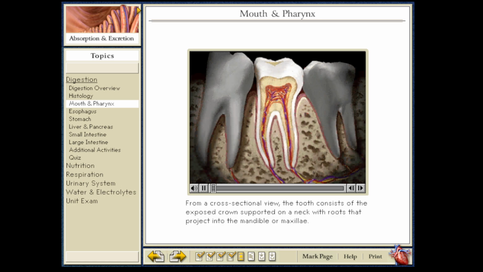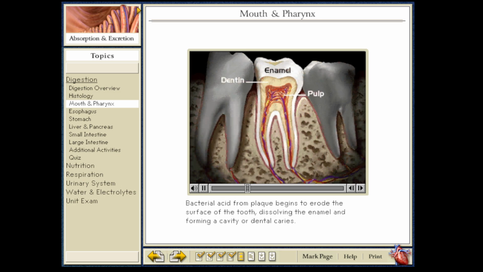From a cross-sectional view, the tooth consists of the exposed crown supported on a neck with roots that project into the mandible or maxillae. There are 3 tissue layers that make up the tooth: the hard enamel, the dentin, and a central region known as the pulp.